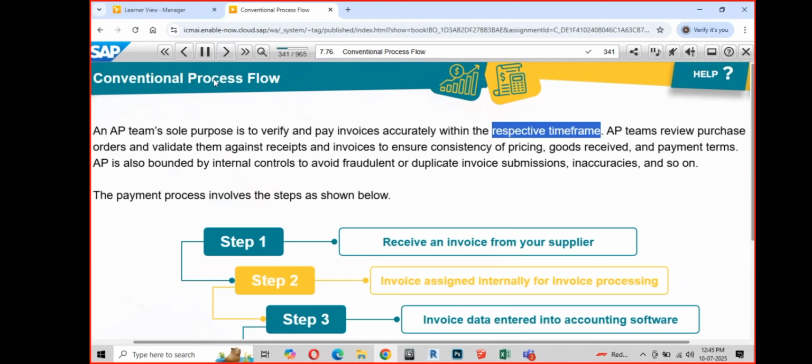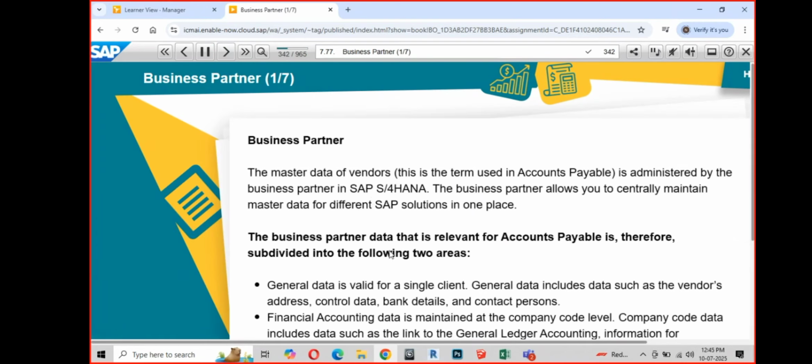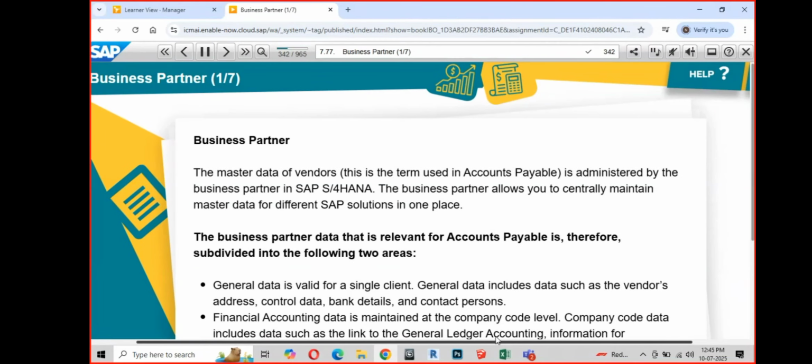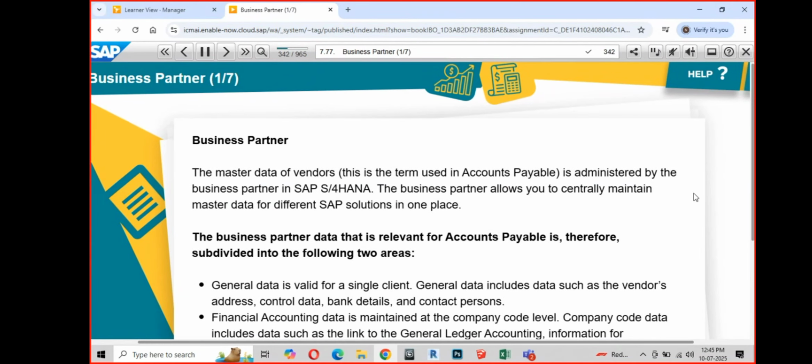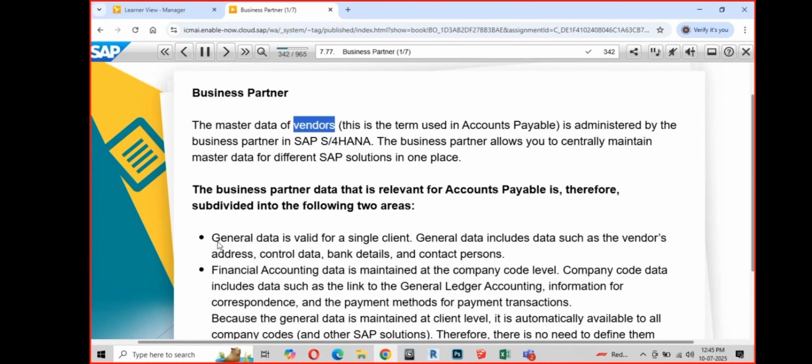Now comes the explanation for a business partner. Now there is no more usage of the terms customers or vendors. They are grouped in as a business partner. This is typical HANA. The master data of vendors is administered by the business partner, not only for vendors, but for customers also. Clear? I was talking to you about the general data. If you remember my Excel sheet, do you see the general data out here?